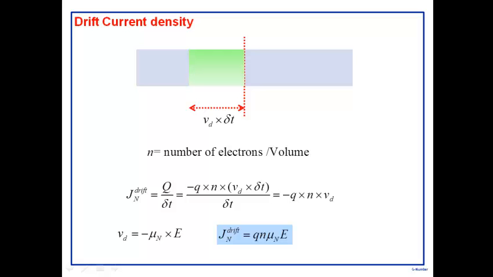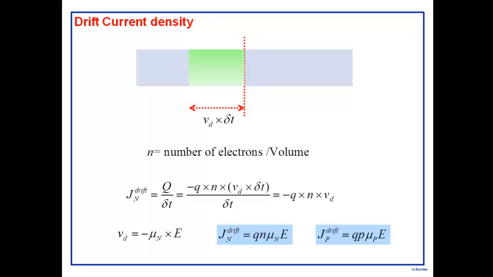And then, as I said, whatever we are saying about electrons is also true of holes. So drift current for a hole turns out to be q, p is the hole density per unit volume, mu p is the mobility of holes, and E is the electric field here. So we have electron drift current here, and we have hole drift current here.